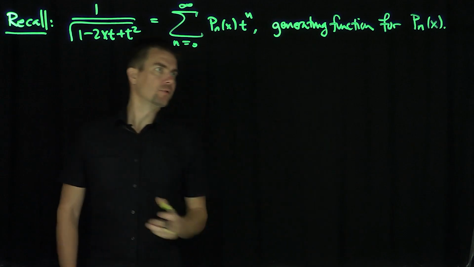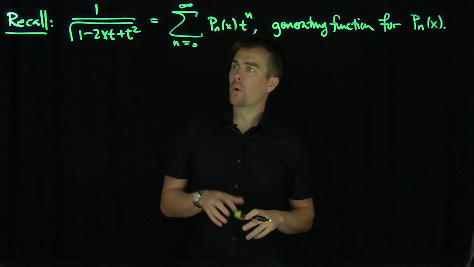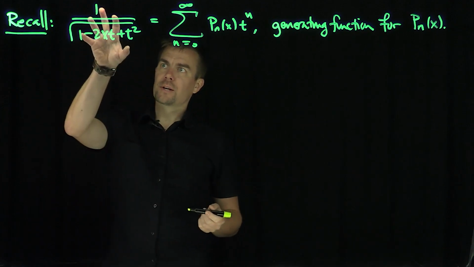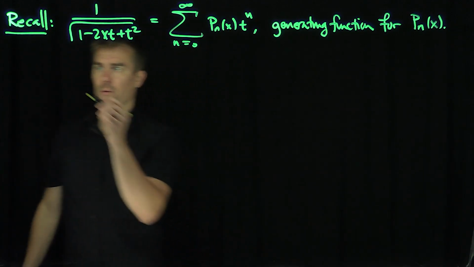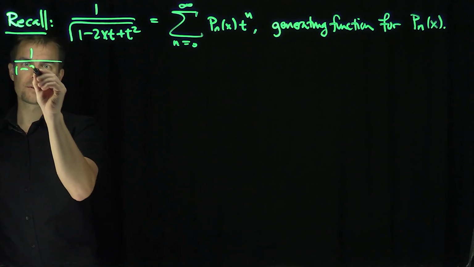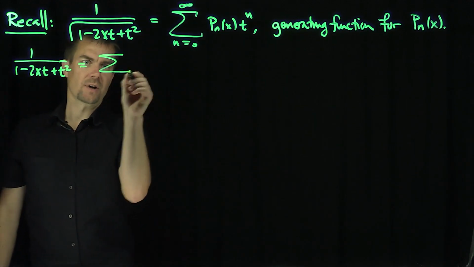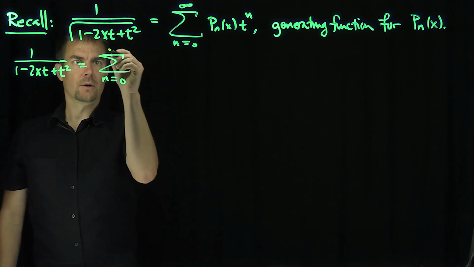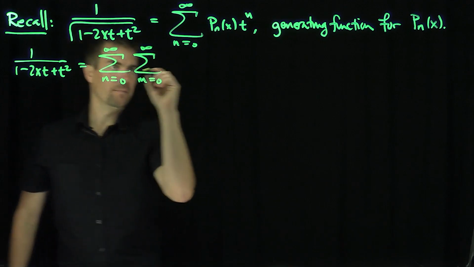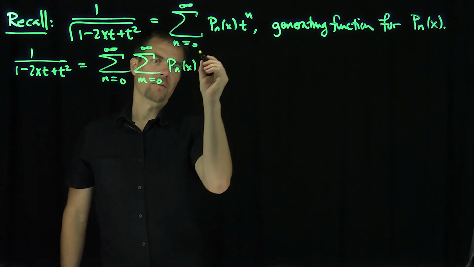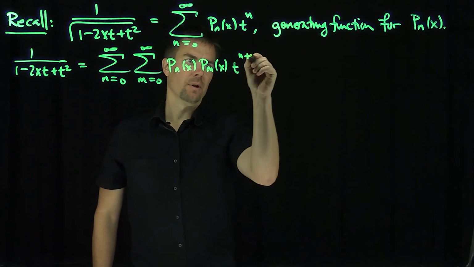It comes from the same ideas of using generating functions for recursively defined sequences, which you've seen previously. Now what I would like to do is the following. If I take this function over here and square it, I'll have two sums over here. So in other words, what we can conclude from this is 1 over 1 minus 2xt plus t squared is equal to the sum n goes from 0 to infinity, the sum m goes from 0 to infinity, of Pn of x and then Pm of x, t to the n plus m, right?